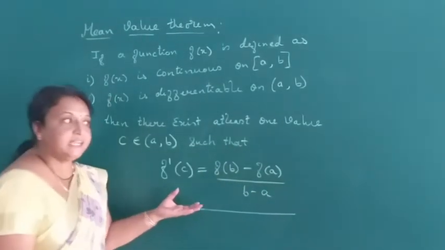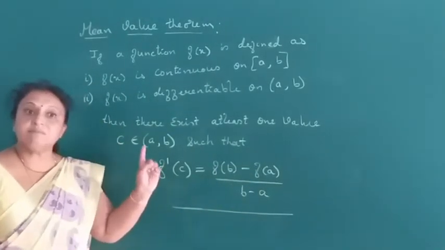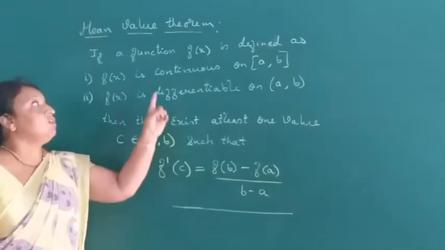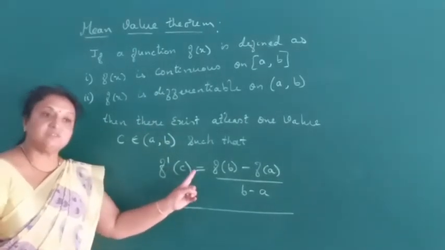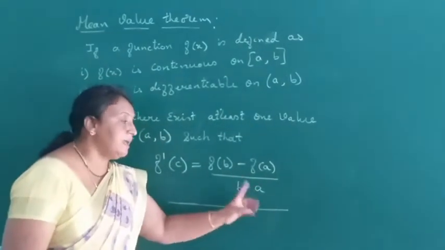For Rolle's theorem, f dash of c equals 0. For the mean value theorem, f dash of c equals f of b minus f of a divided by b minus a.